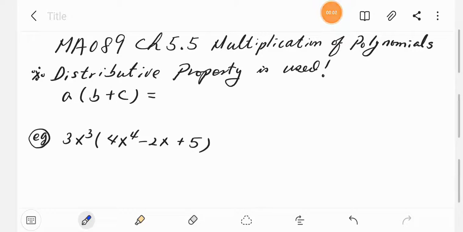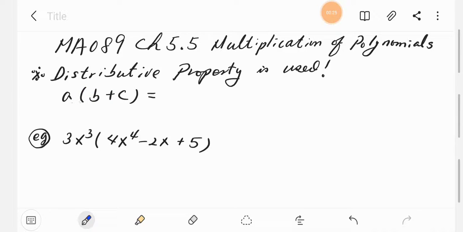Okay, MA089, chapter 5.5, multiplication of polynomials. This time we'll multiply a polynomial by something. In this case, we will use the distribution property to multiply a polynomial. So, the parenthesis b plus c. b plus c is a binomial, and this binomial is multiplied by a.